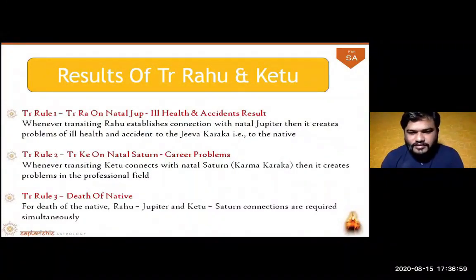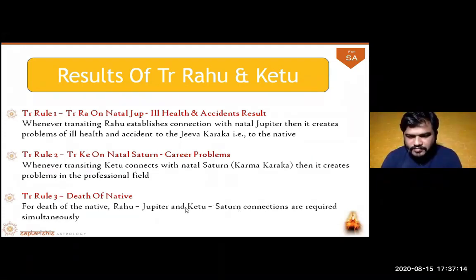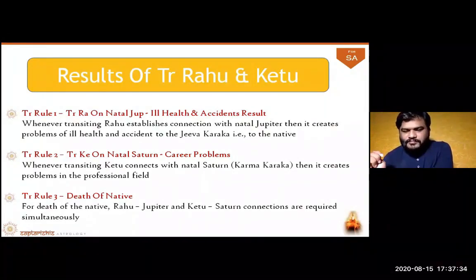Yes, see this slide. As I mentioned, the third rule you can apply only when both rule one and rule two are fulfilling simultaneously. This Jupiter and Saturn connection is required simultaneously. It means only by karma mukti, death is not possible. Jiva and karma mukti, both we need. So rule one and rule two both must be satisfied. Then we can see the death.